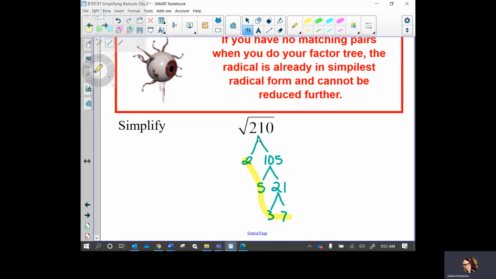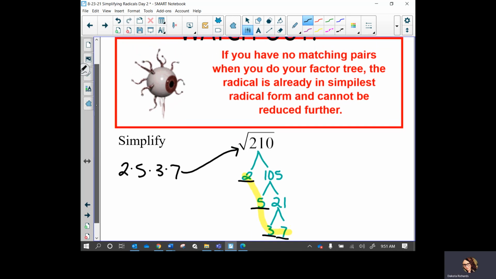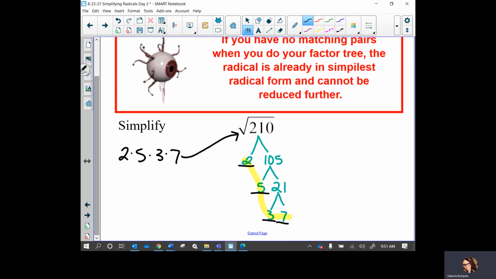So when you simplify this, it's already simplified because you have a 2 inside, a 5 inside, a 3 inside, and a 7. So when you multiply that out, 2 times 5 times 3 times 7, you just get what you started with. Okay, so you got to watch out for these. Sometimes it's already simplified. It's already in simplest radical form and cannot be reduced any further.